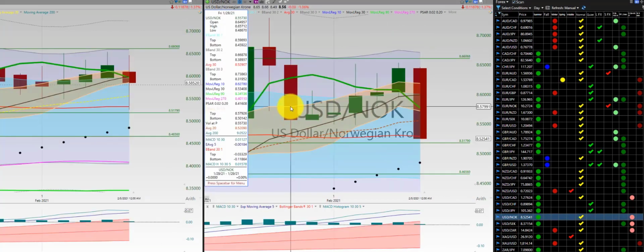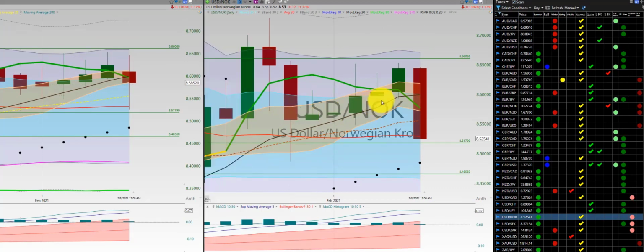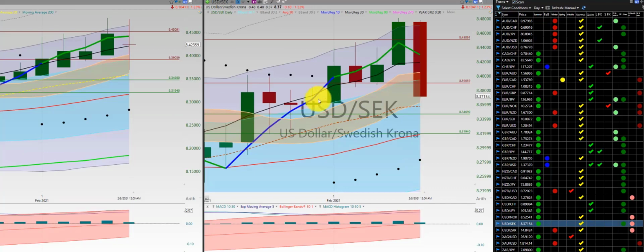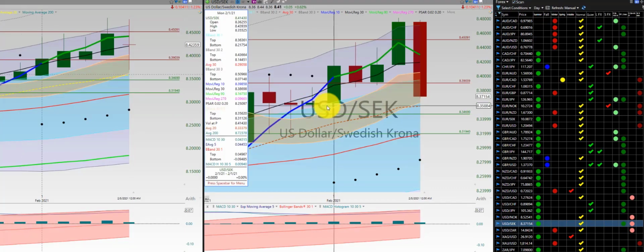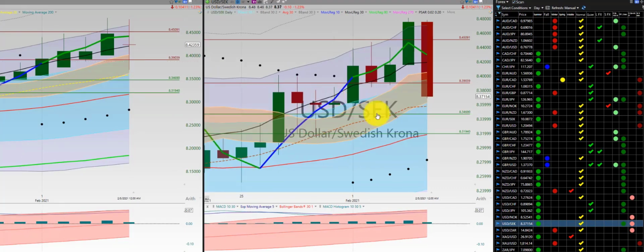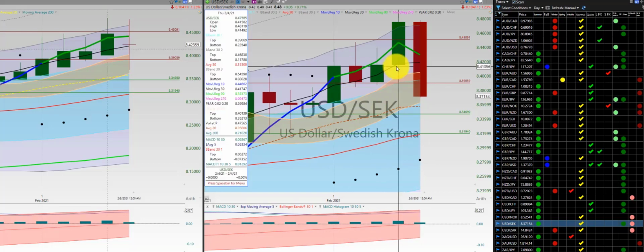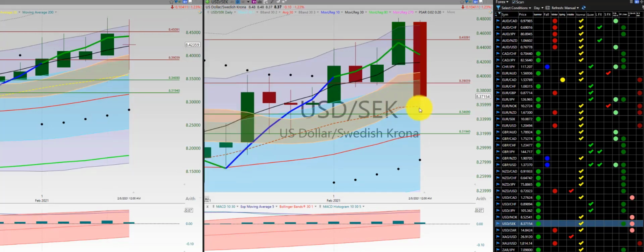US dollar Norwegian krone, we had initial, no trade until here with a loss on Friday. US dollar Swedish krona, we had a trade here with a loss. It's emerging dragon, continued to the upside. Had another trade here with a loss here with a stop at the RL10.